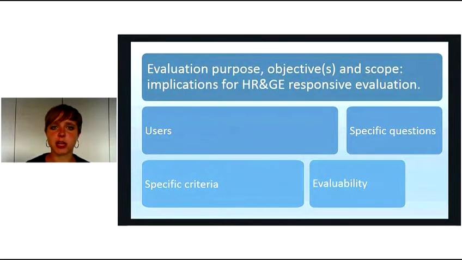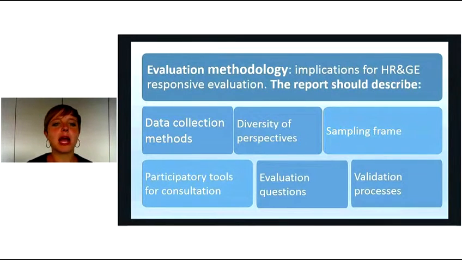Next, for the methodology section, you should address whether there were any data collection methods designed to address human rights and gender equality issues. In essence, this section addresses the question, what was the level of inclusion of different stakeholders in the evaluation methodology, particularly women and those who are marginalized or discriminated against?